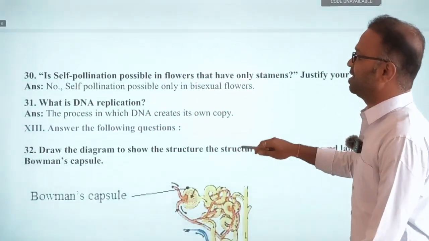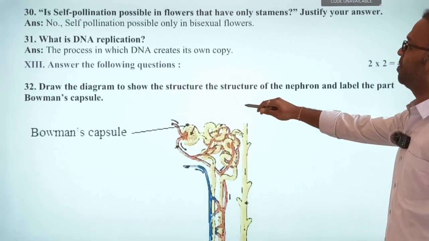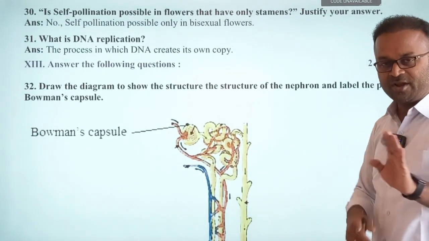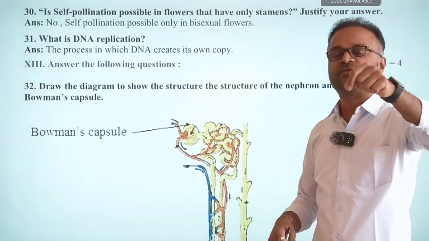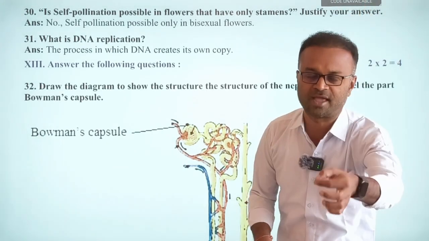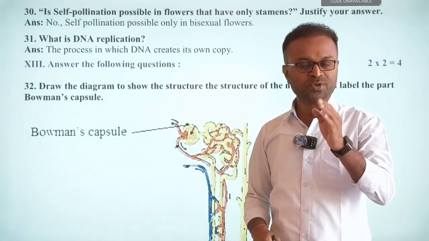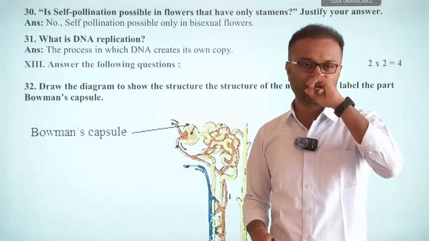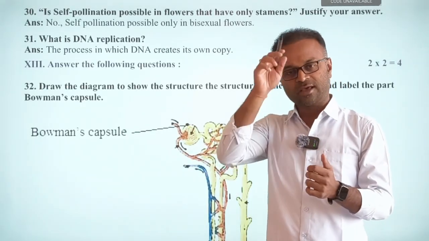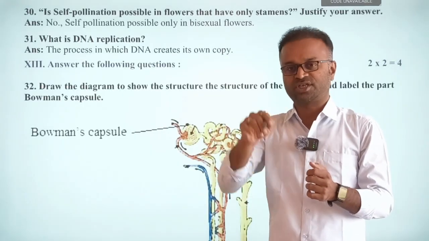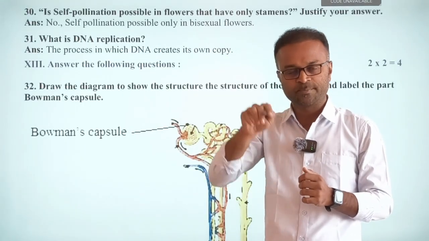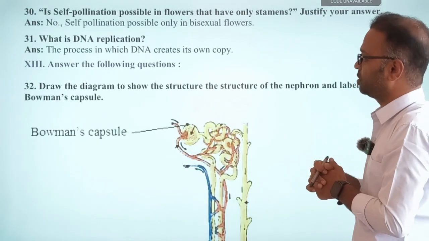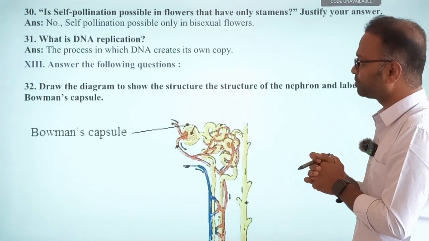Next one, is self-pollination possible in the flowers that have only stamens? No, not at all. Self-pollination will happen only when the male and female reproductive parts are present in the same flower. In unisexual flower, the self-pollination will not happen. Only in the bisexual flower, the self-pollination happens, because in the bisexual flower, both stamen and pistil will be there. Both male reproductive part and female reproductive part will be there. Okay, that's what we are supposed to write as the answer.